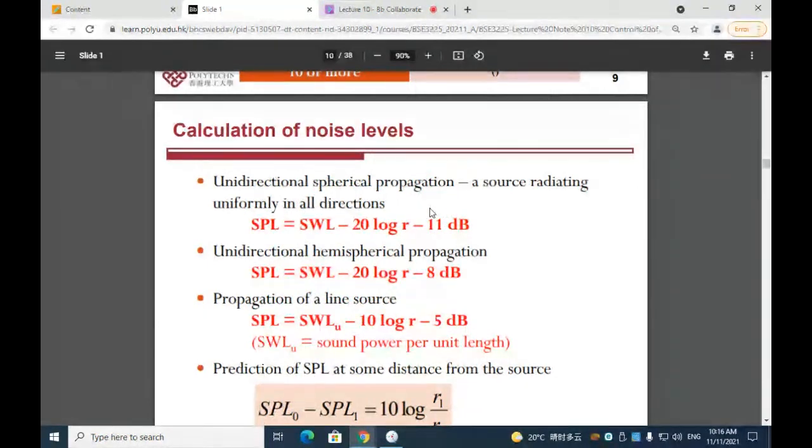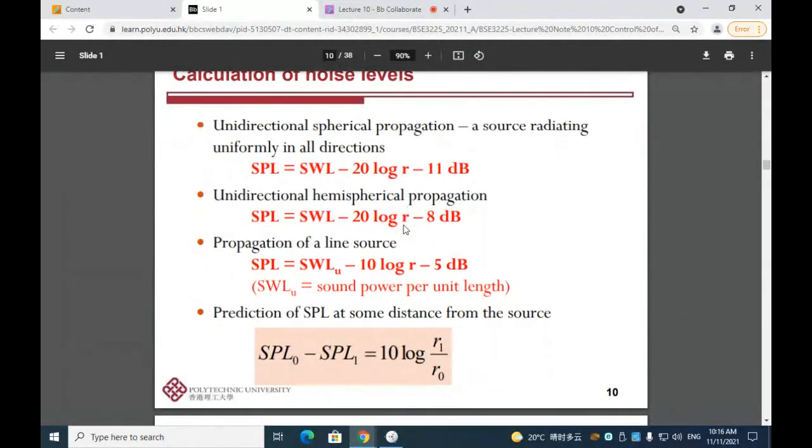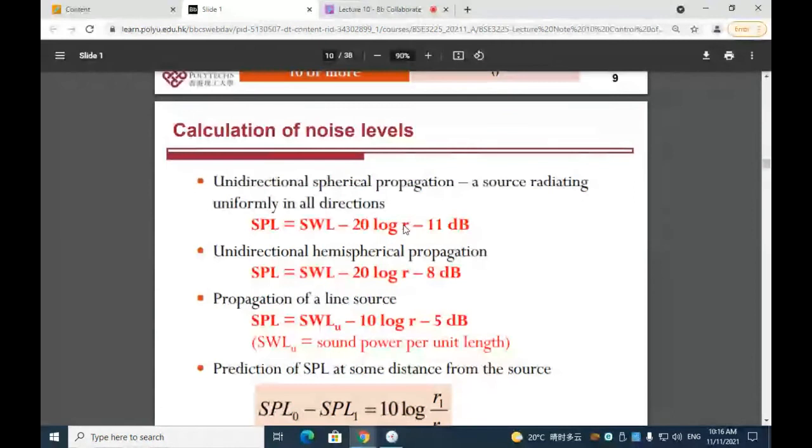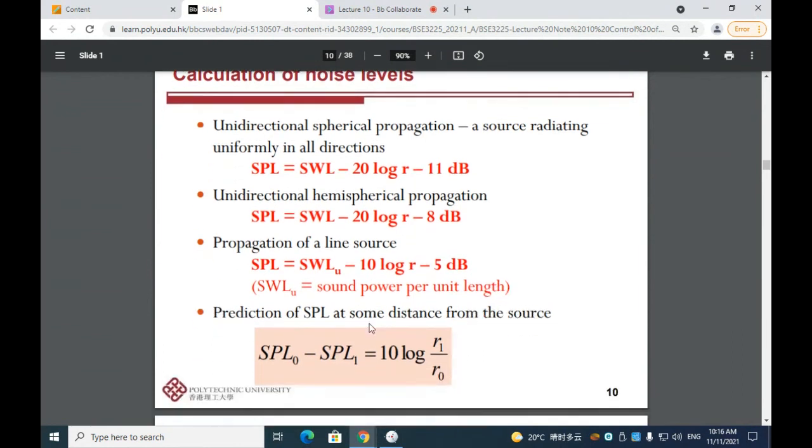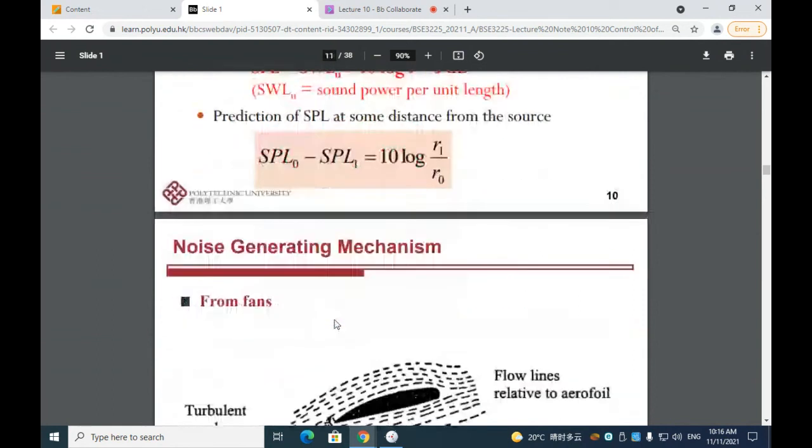Okay, so this slide also shows the calculation of noise levels. You can consider unidirectional spherical propagation and unidirectional hemispherical propagation, propagation of line sources, and prediction of a sound pressure level at some distance from the source.